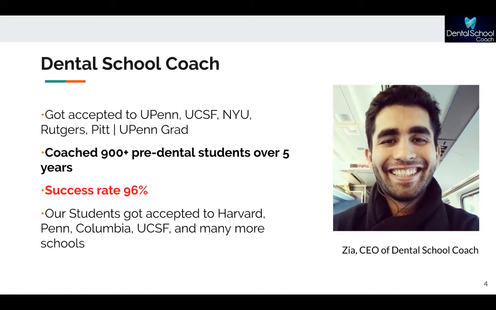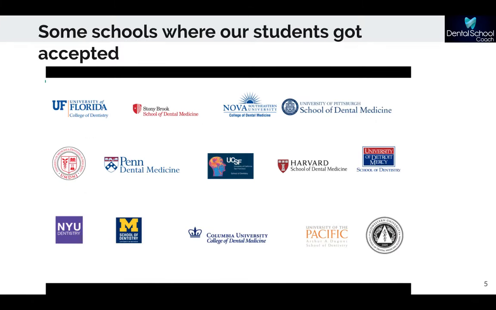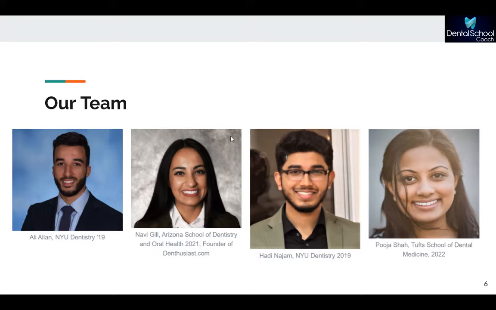Now, we do boast about our success rate, which is 96%, and that essentially means that for every 100 people that we service, 96 get in, and maybe 4% get rejected or waitlisted, which is very low. And some of my students got accepted to really brand name schools like, as you can see, Harvard, UPenn, UCSF, Columbia, and we're super proud of them, and we want to make sure that you can get into those good schools as well. So that said, here is our team.